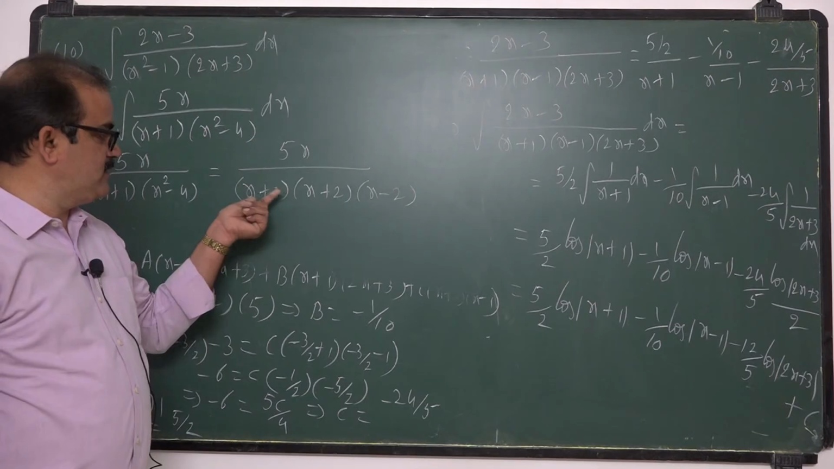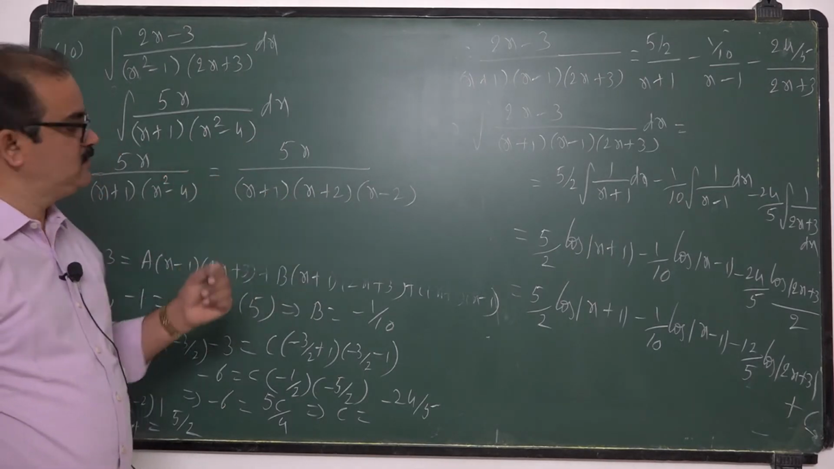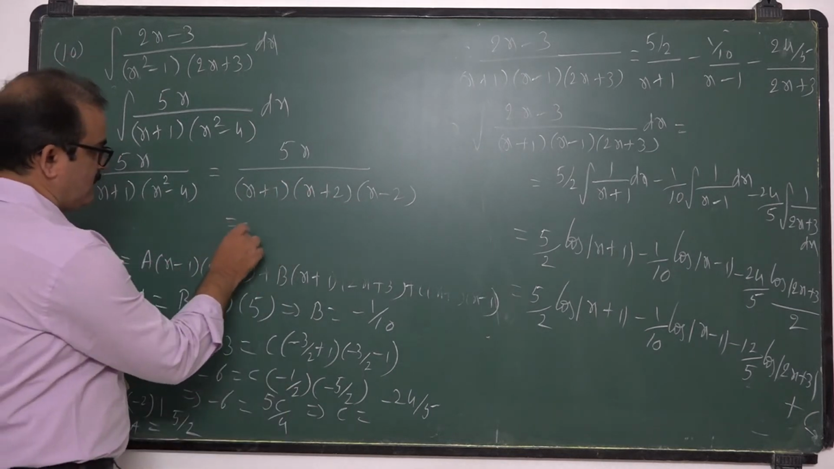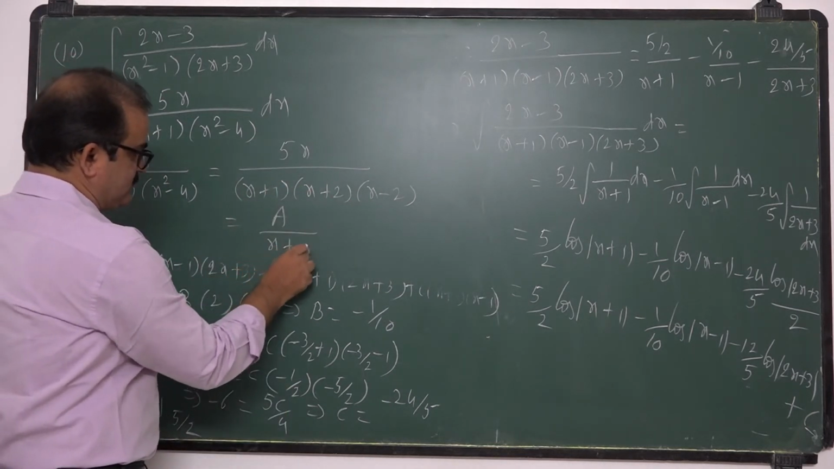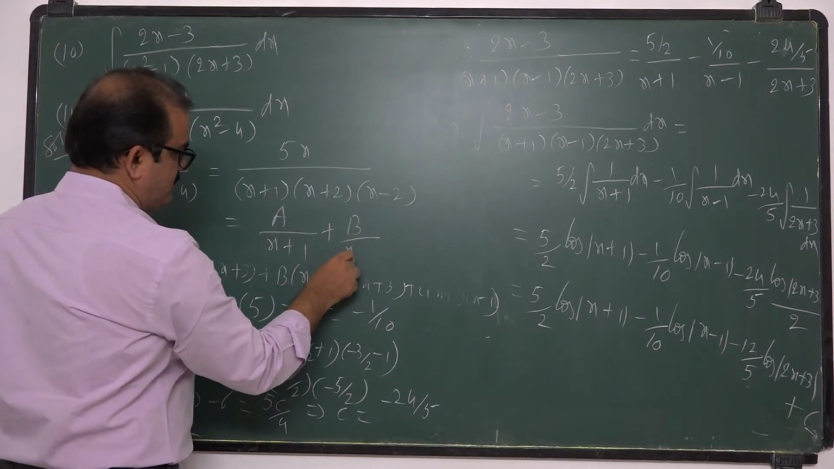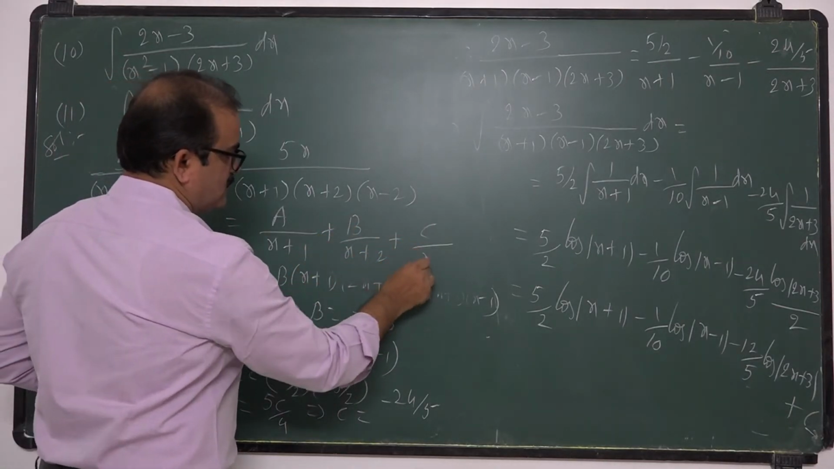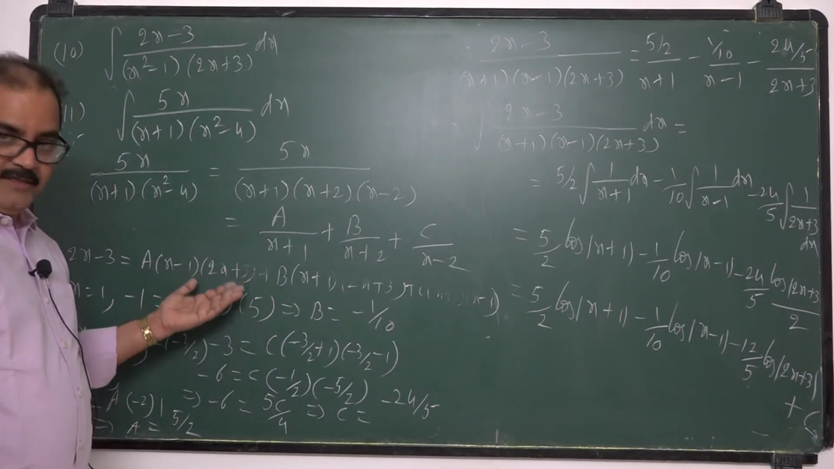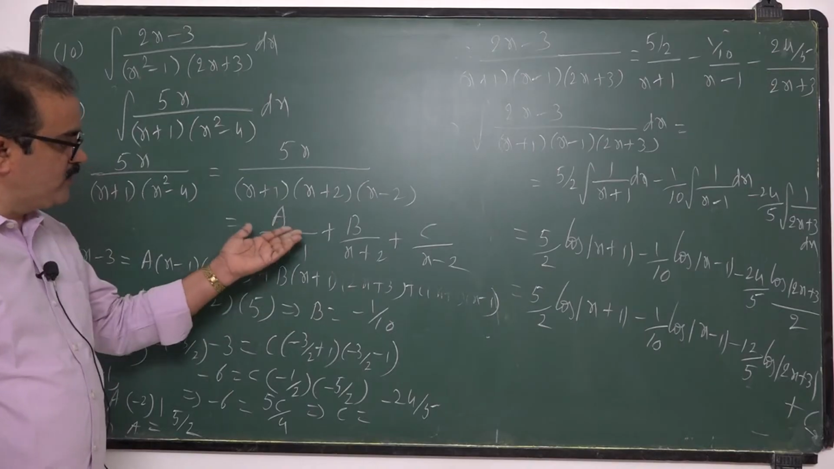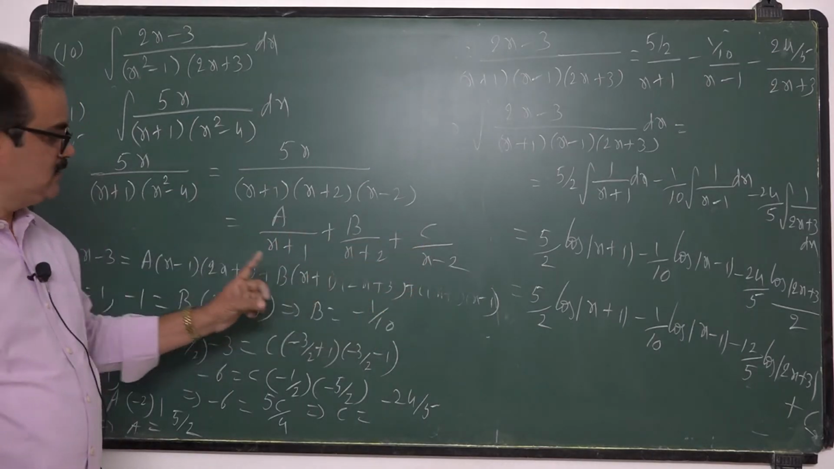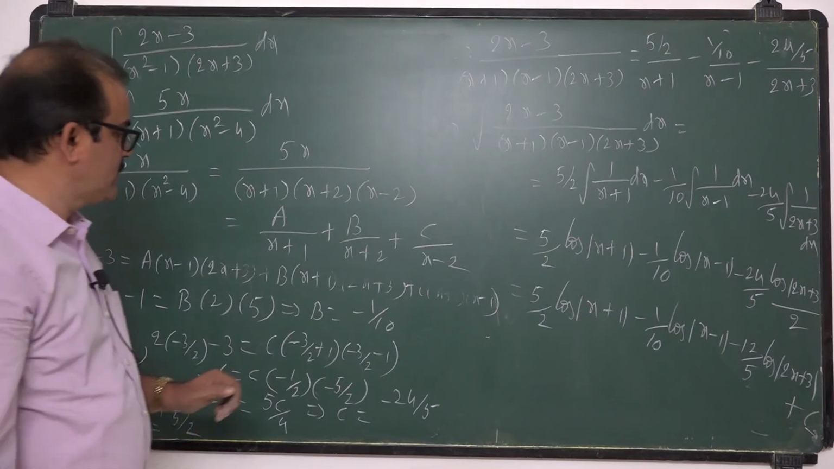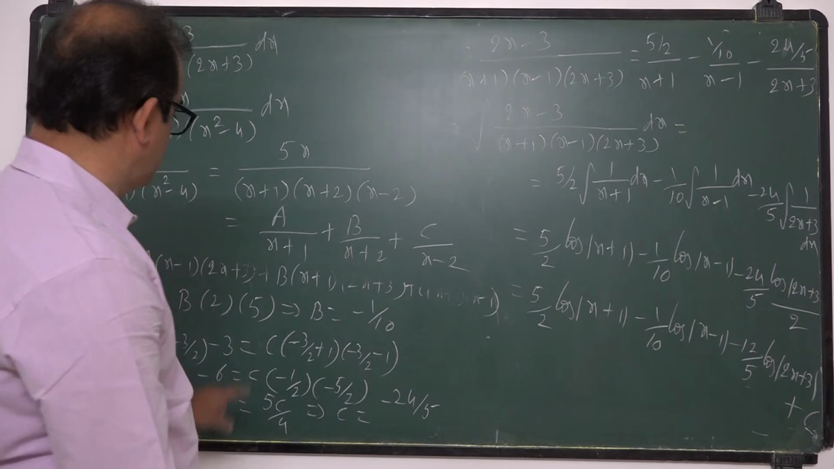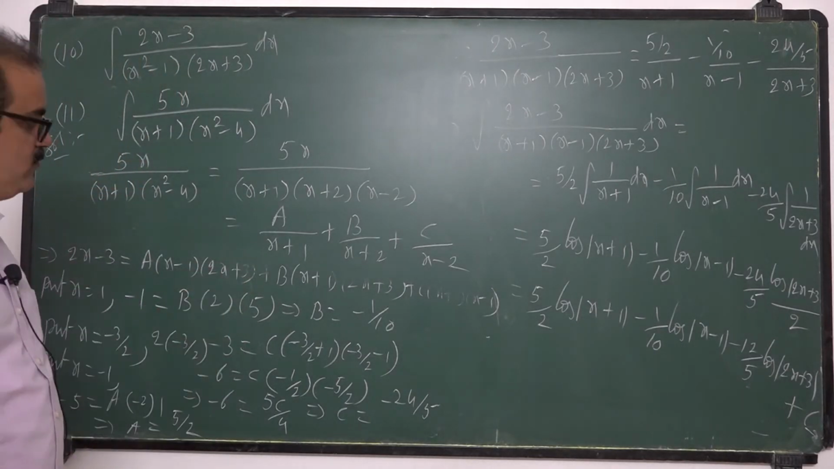Now in the denominator there are 3 linear factors. Then what are the partial fractions of this? This is A by x plus 1, B by x plus 2, plus C by x minus 2. In the same way as the previous problem model, we find the values of A, B, C and then integrate. Now do this problem as homework, using the same model as the previous problem.